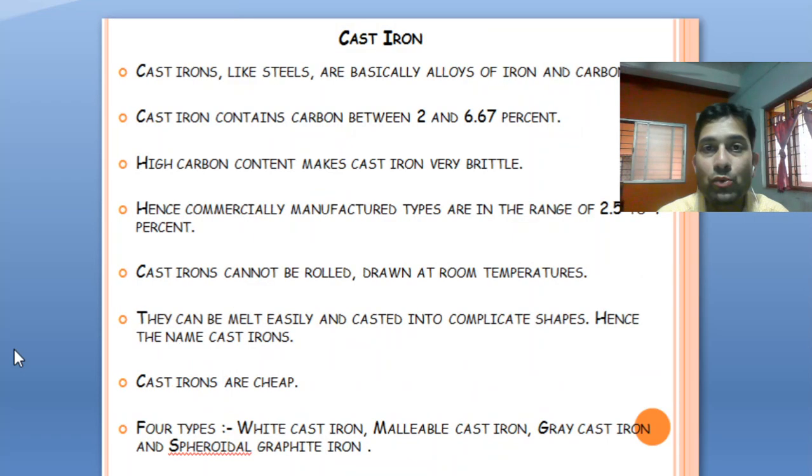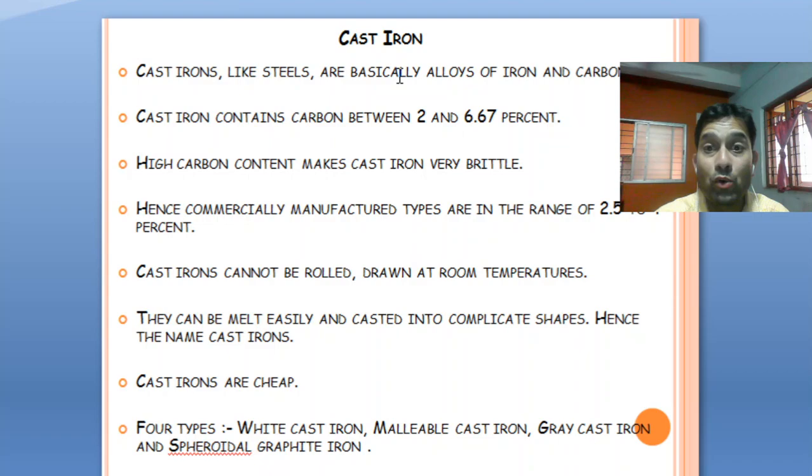So with this basics, we'll go ahead with the discussion about cast iron. Cast irons, like steels, are basically alloys of iron and carbon only, just like steels. However, the percentage of carbon is from 2.1 to 6.67%. High carbon makes cast iron more brittle, as I have told earlier also. The commercially manufactured cast irons are in the range of only 2.5 to 4%. If we increase the percentage of carbon beyond 4%, the cast iron will become more brittle. That's why it is prevented, and we limit our range of carbon to 2.5 to 4% only.